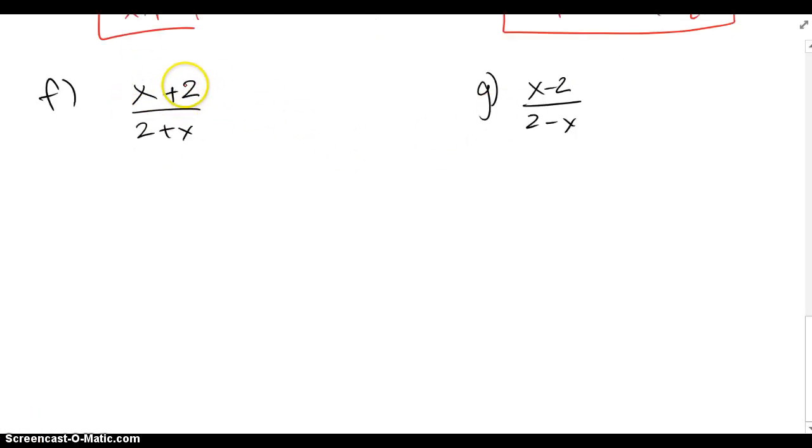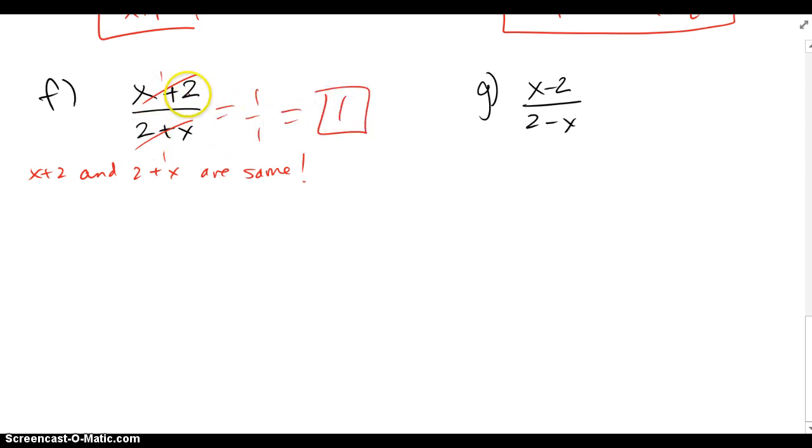First one is an x plus 2 in the numerator, and in the denominator is also an x plus 2. Well, x plus 2 and 2 plus x are the same. So essentially I can make them go away, and my answer will be 1 over 1, which is just 1. Because the order of addition doesn't matter, x plus 2 and 2 plus x are the same. However, for the second one, for part G, x minus 2 and 2 minus x are not the same because the order in which you subtract matters.